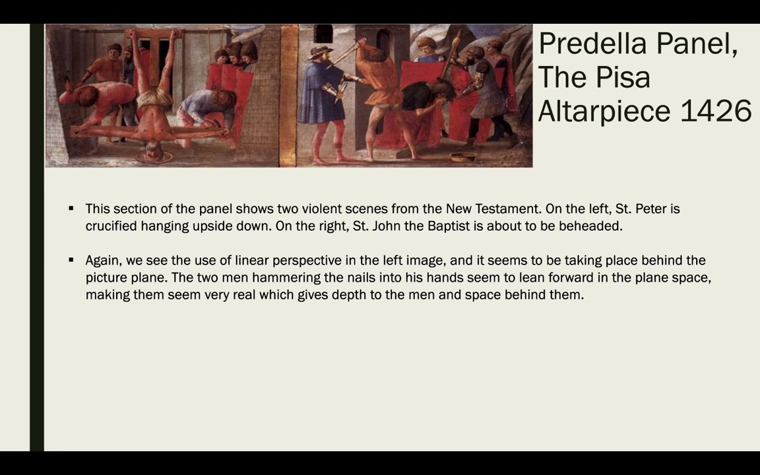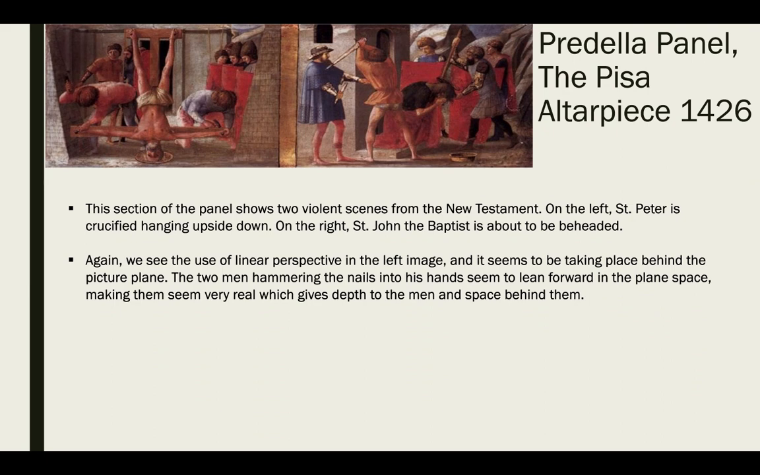Next is the predella panel, the Pisa altarpiece, in 1426. This section of the panel shows two violent scenes from the New Testament. On the left, we see St. Peter being crucified hanging upside down. And on the right, we see St. John the Baptist, who is about to be beheaded.